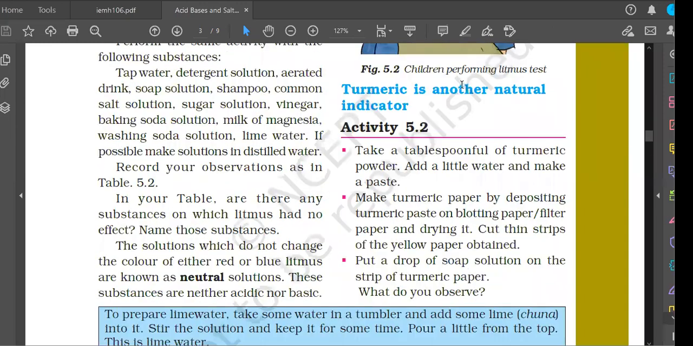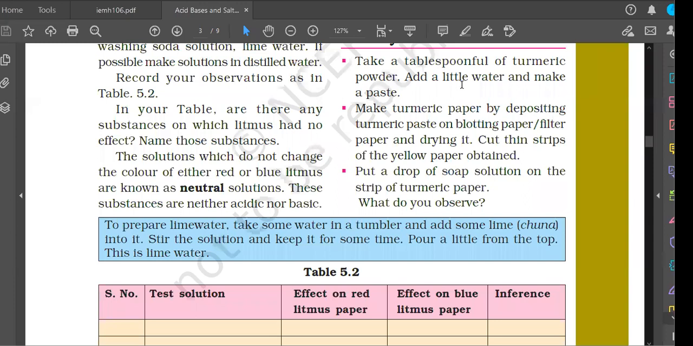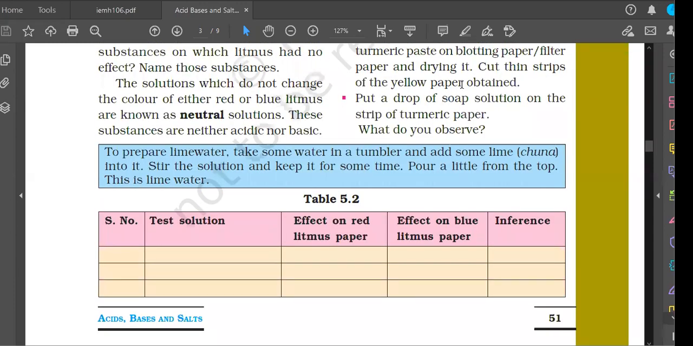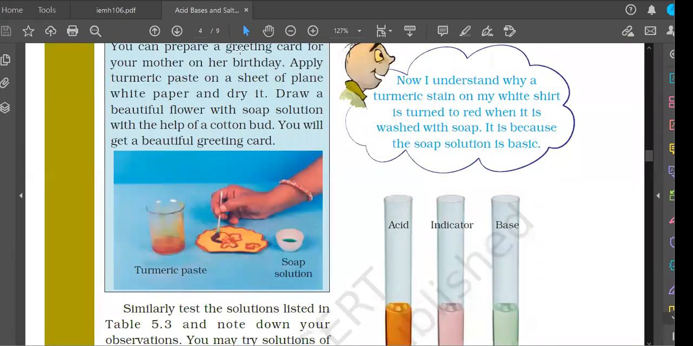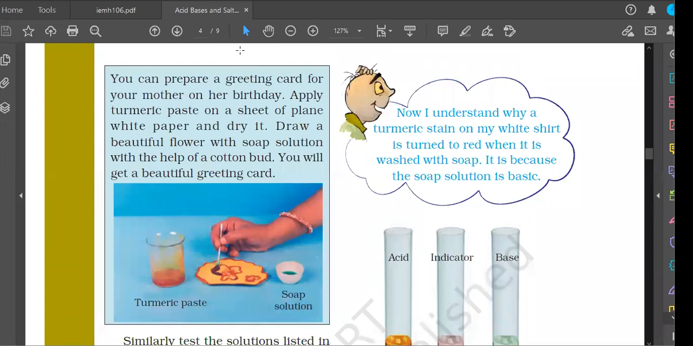The second is your turmeric. So just think about this. When you talk about turmeric, have you ever seen turmeric changing to red in color? Anyone? Yes? Very good, everyone. Many times. So why does it change color? Tell me, why does turmeric change color?